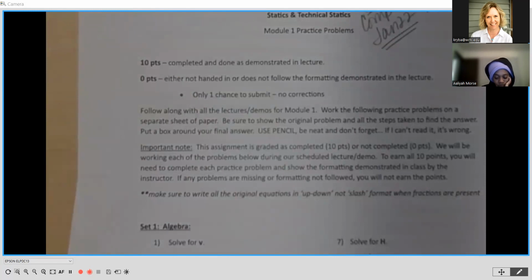Now, I am looking for completion. I'm not going to go through each one and check the answer because you're going to be getting the answers as we go along. Remember, it's also one chance to submit, minus this very first one. If there are issues on this very first one, I will do one reminder, but starting in Module 2, one chance. That's it. Because I am showing you exactly how to do these.